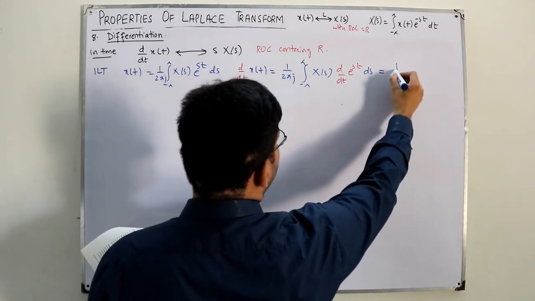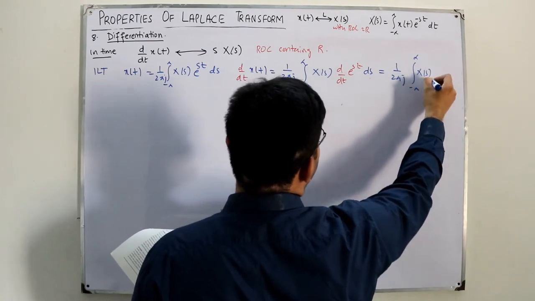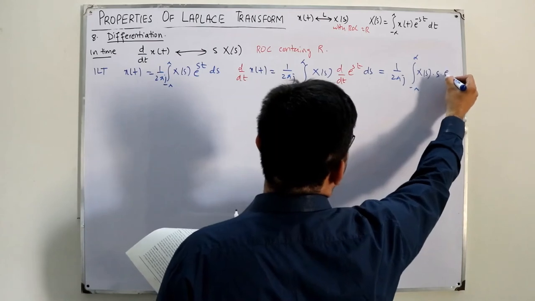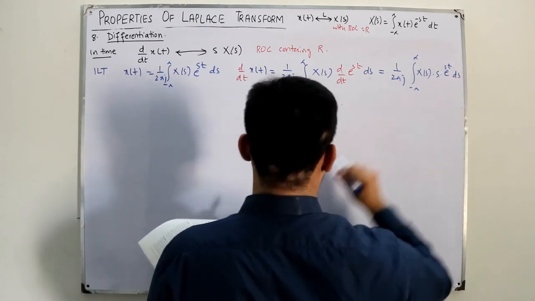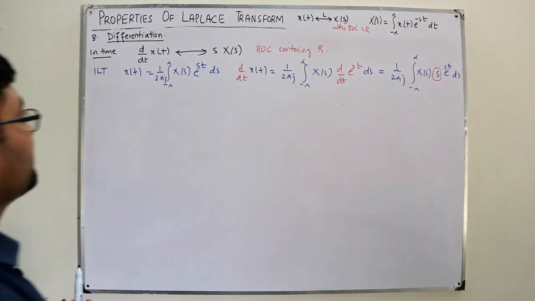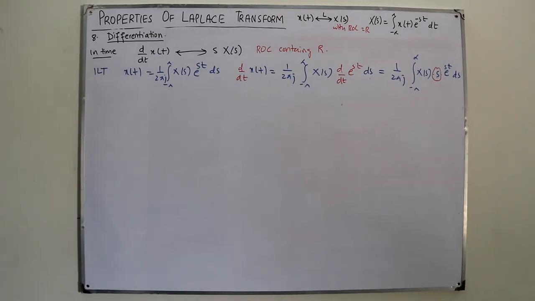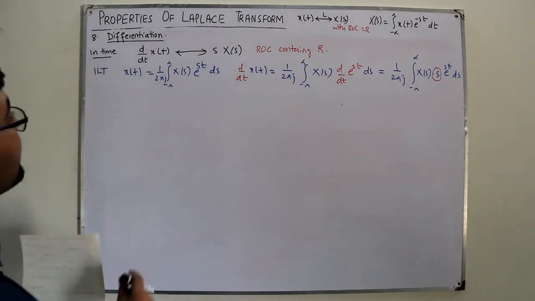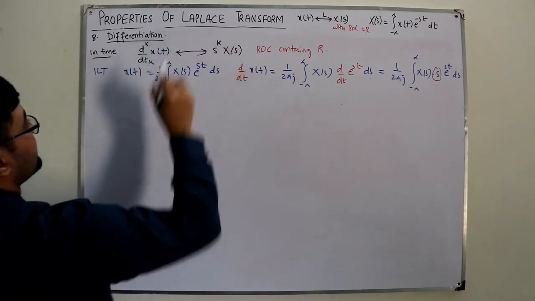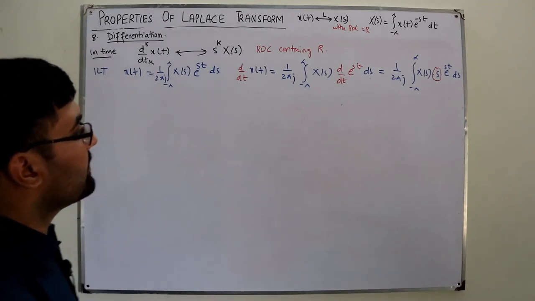So this would come out to be 1 upon 2 pi j negative infinity to positive infinity X of s, and with respect to t, this s would come down, s, then again exponential of st ds, and this s is constant, take it outside of the integration, this has been multiplied. But have a look, this is the first order. If you have any kth order, you have to multiply with an s to the power k. That is the differentiation in the time domain.